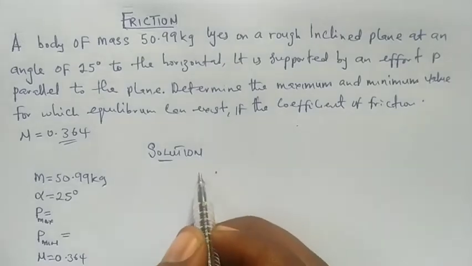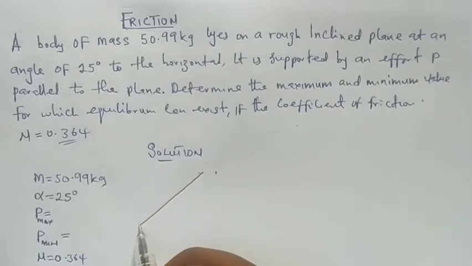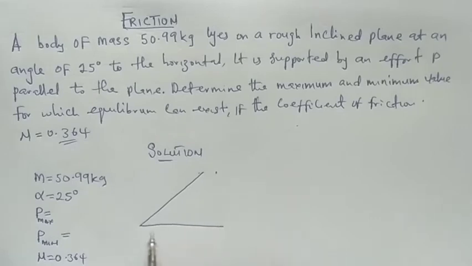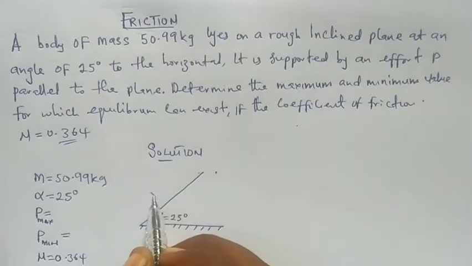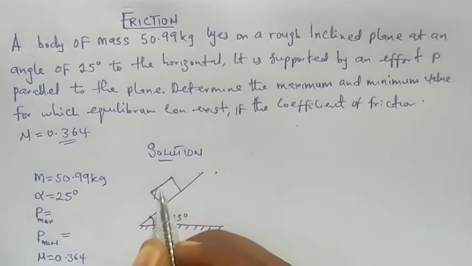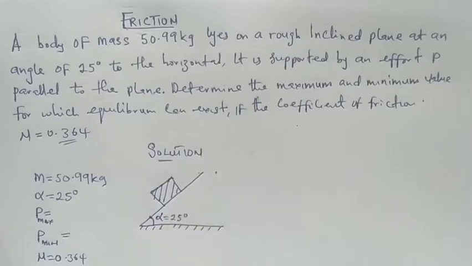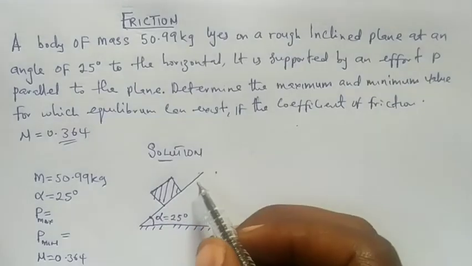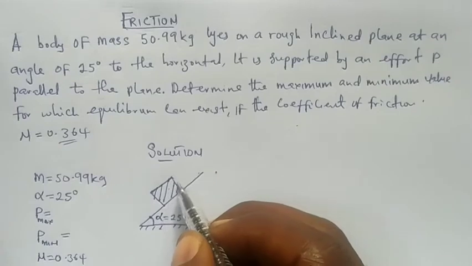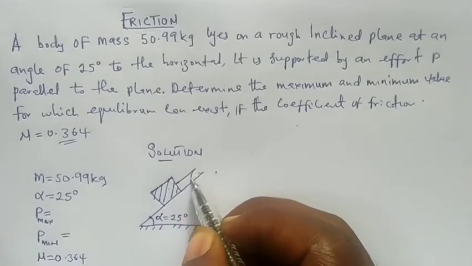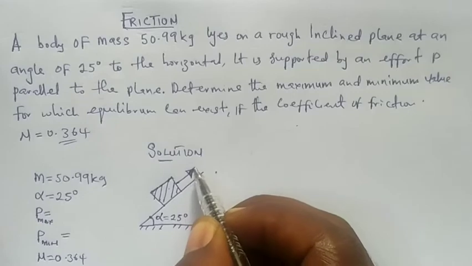I have my inclined plane coming in this direction. The angle that is formed with the horizontal, this is the horizontal here, is given as alpha, and that is 25 degrees, and the object is here. So this is the object at this point. Now, the maximum force is the force that tends to move the object up the inclined plane. That is the effort here. I will call it P.